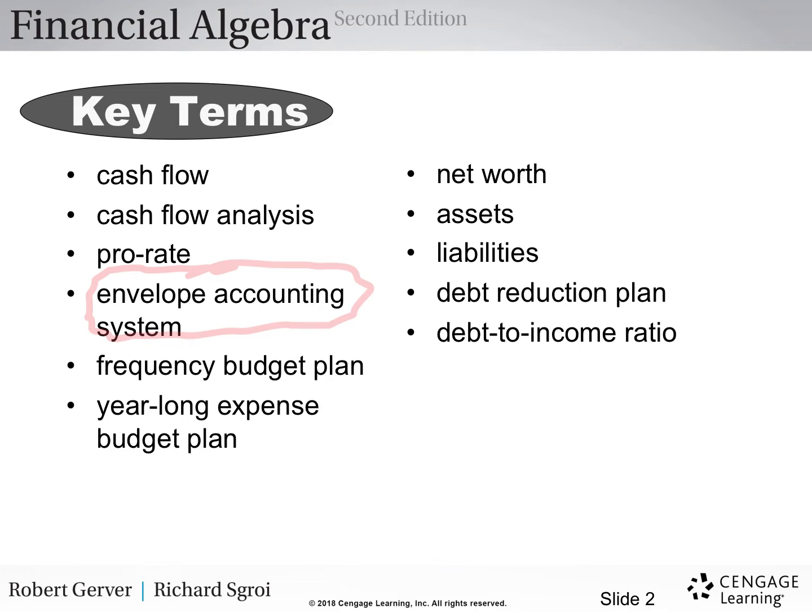There's also a debt to income ratio, which is something you're probably not familiar with, and we'll talk about that at the very end of the lesson. But most of the other things here, assets, liabilities, net worth, cash flow, are things that you pretty much should be somewhat familiar with already, but we'll go into in a little more detail in this lesson.